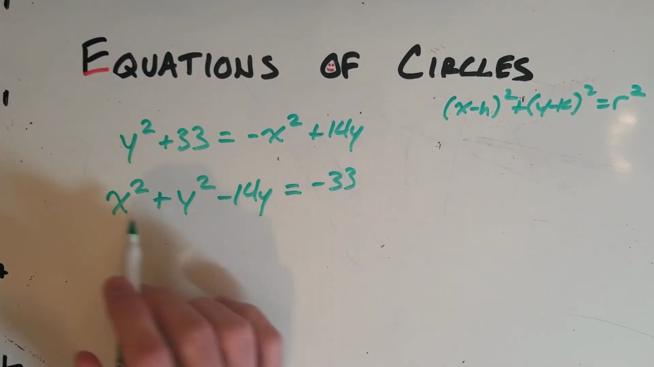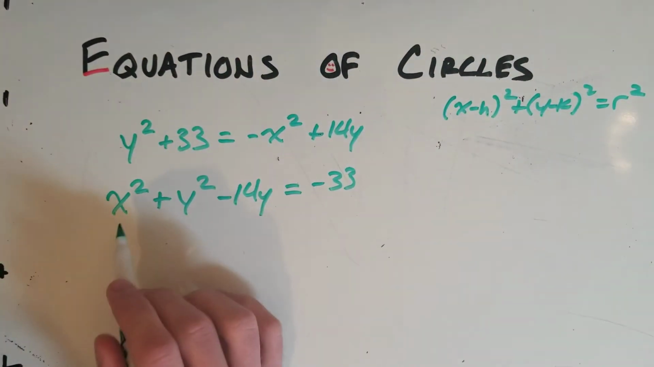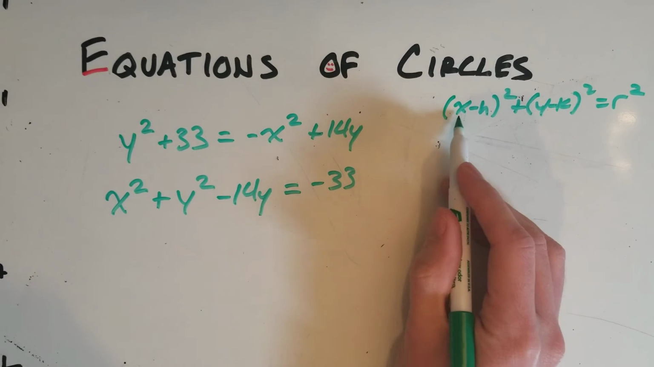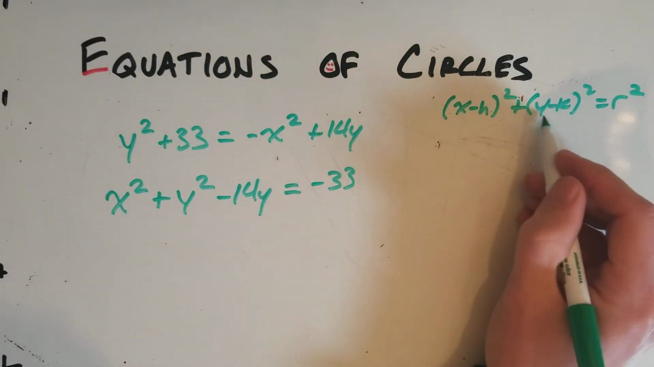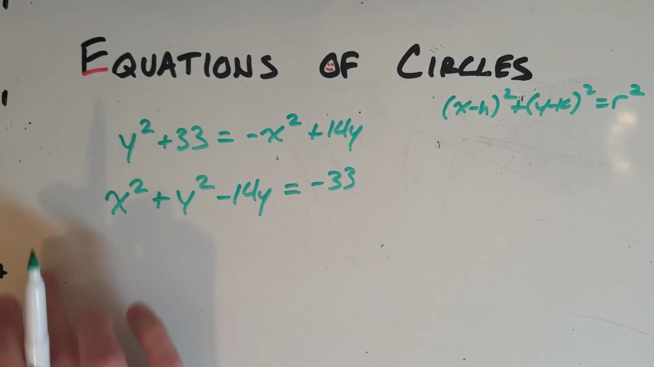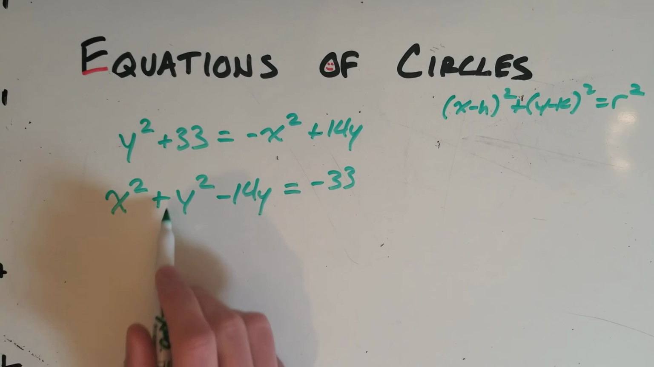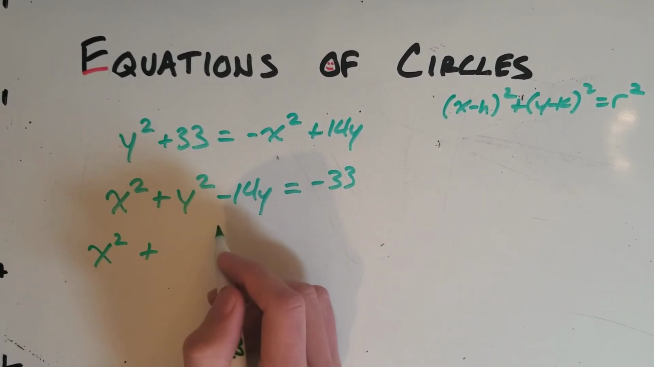So the question is, how can we turn this into this form? The x squared is okay. It would just be x minus 0 squared. But how can we turn this into y minus something squared? And to do this, we need to think way back to Algebra 1. We're going to do something called completing the square. So here we're going to complete the square.